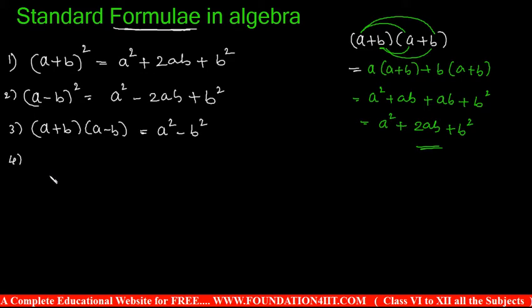And next, based on the first and second formulas, we can make two more. One is (a + b) whole square plus (a - b) whole square, that is 2 into (a square plus b square). Just if you add the first and second formulas, we will get this RHS. So you can do the verification also.